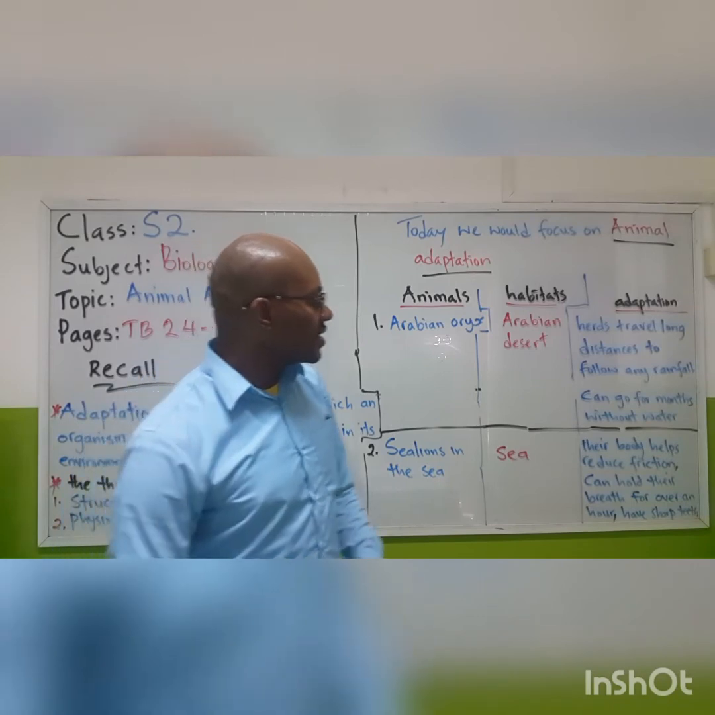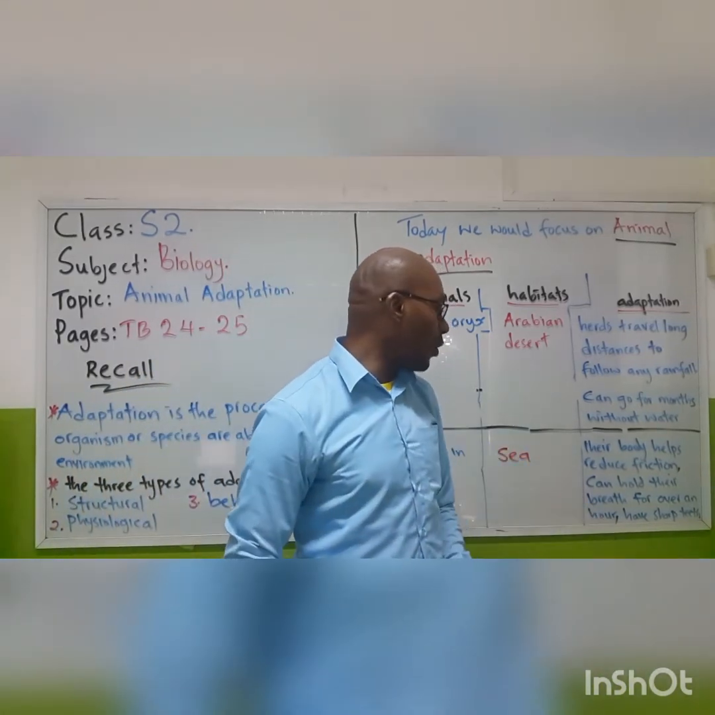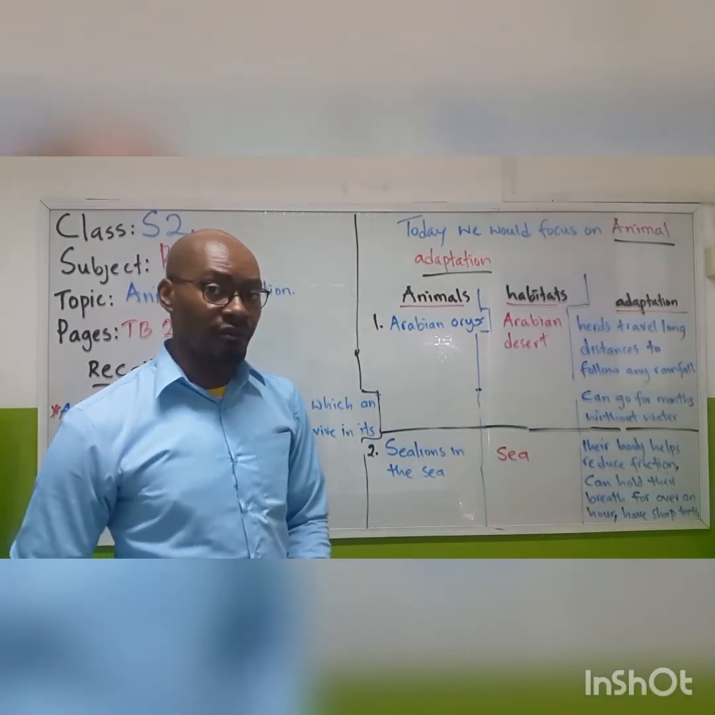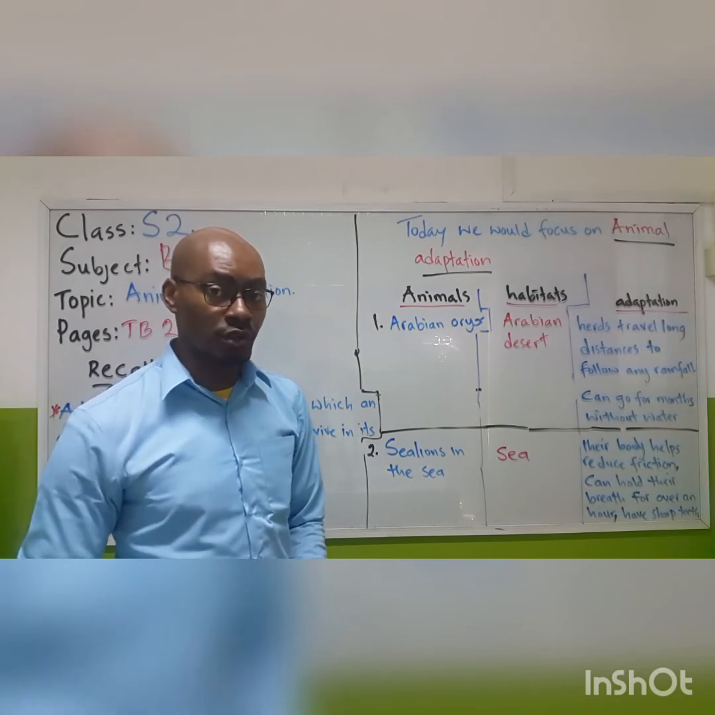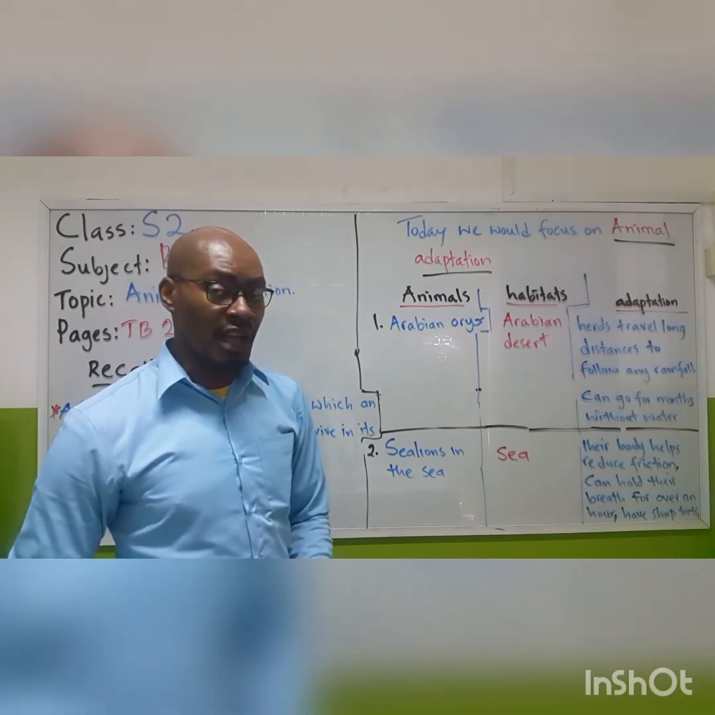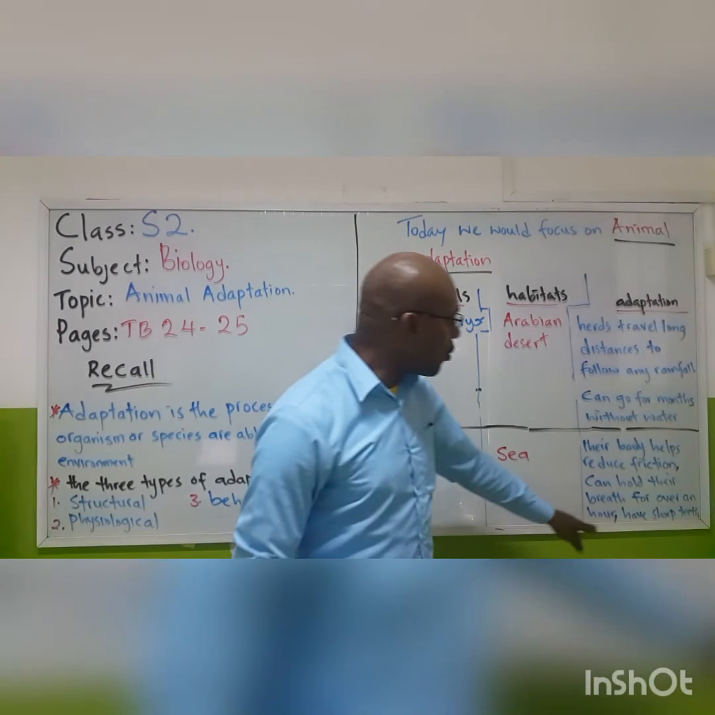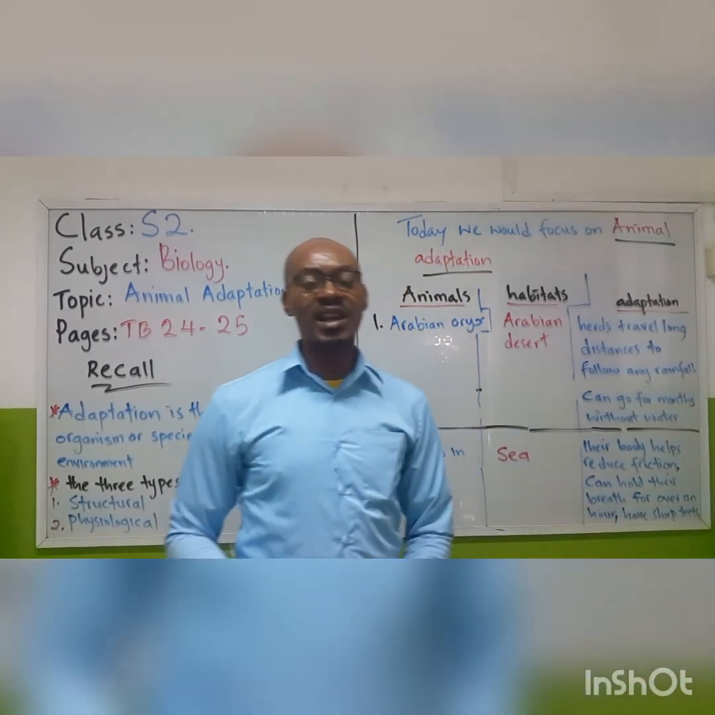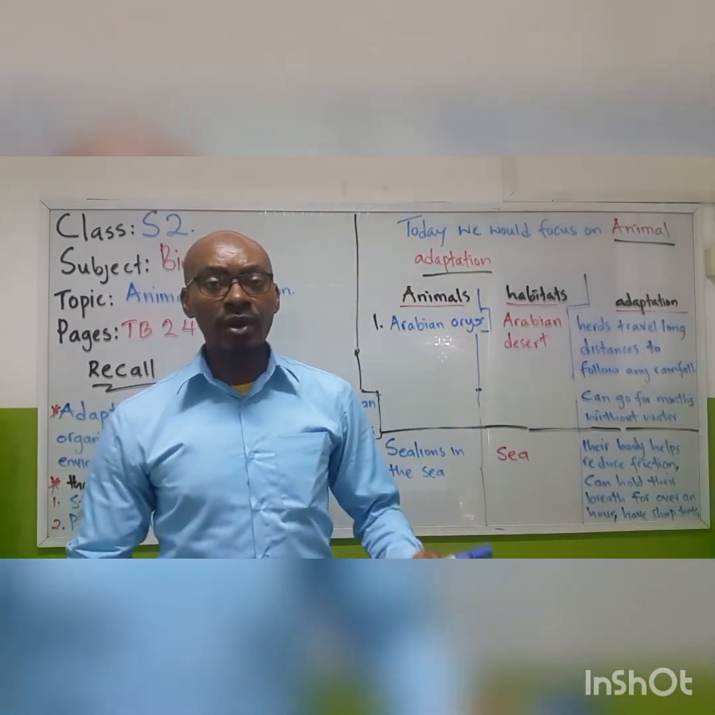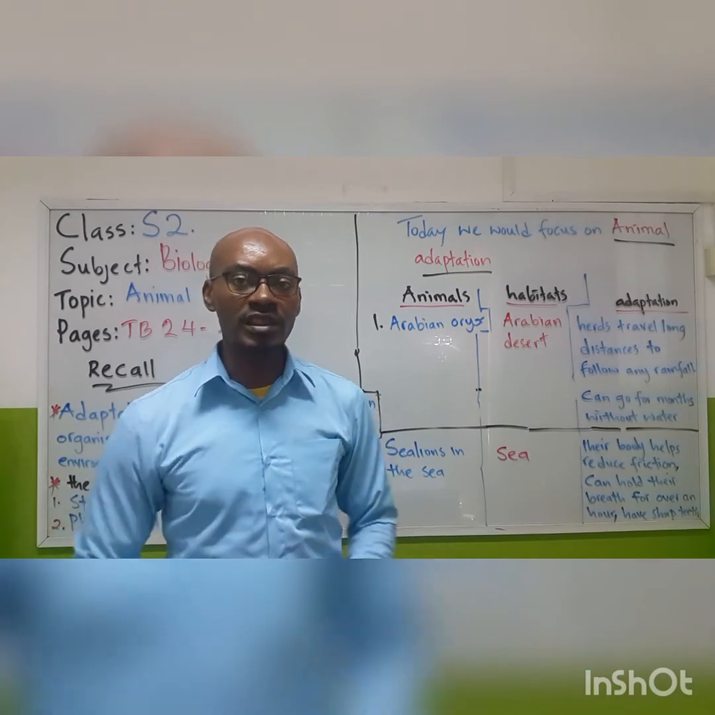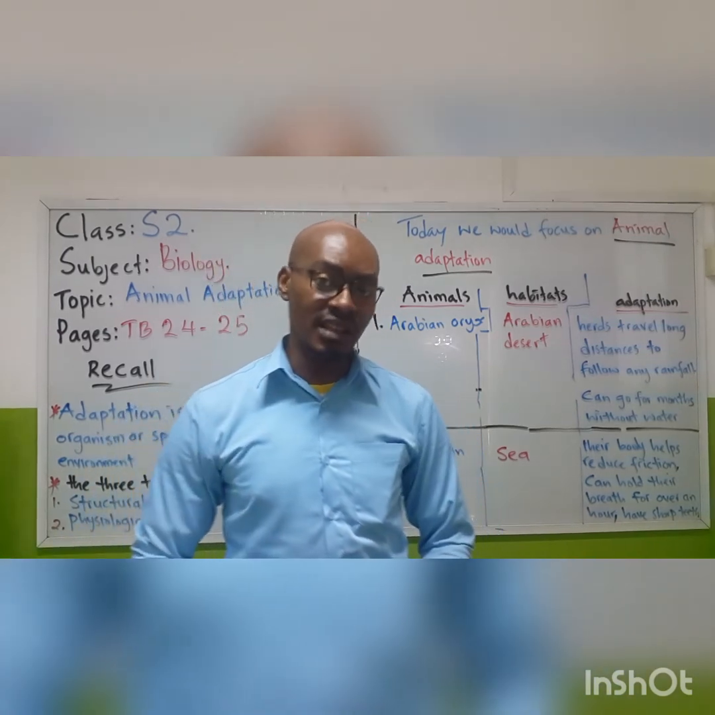And again, it can hold its breath for over an hour. That's a very wonderful body structure. So that we call physiological type of adaptation. Now, it also has sharp teeth. With the help of its sharp teeth, it's able to grab and get its prey easily.